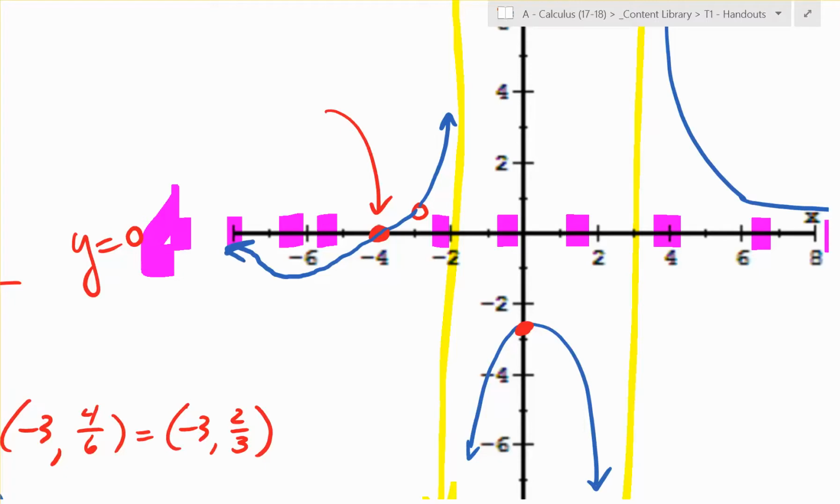It can cross. How many times can you cross a horizontal asymptote? As many as you want, actually. You can make it do it as many times as you want. Get out of here. Are we going to learn how to find this point?